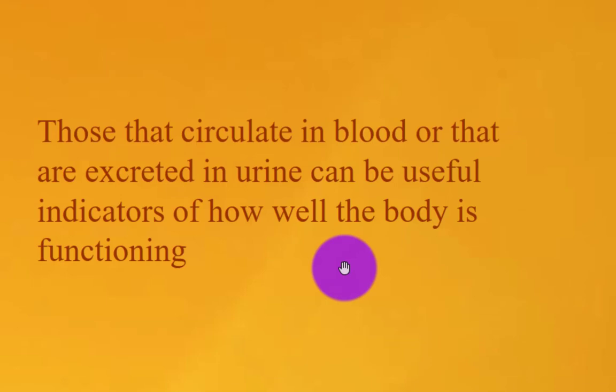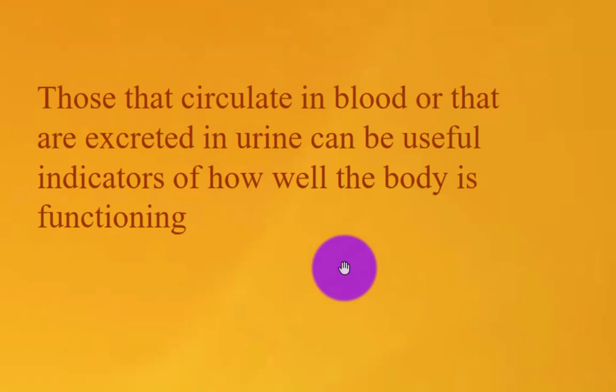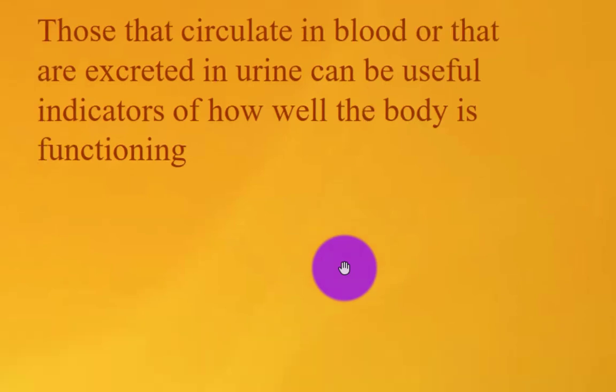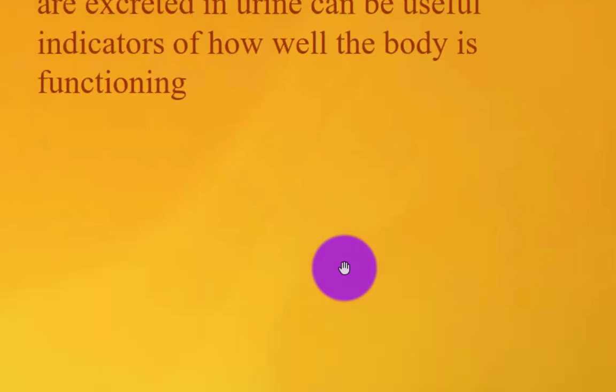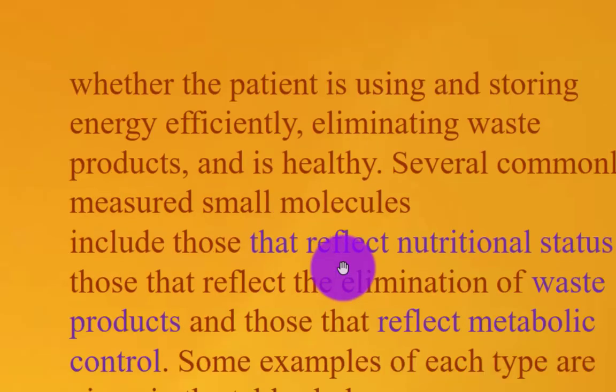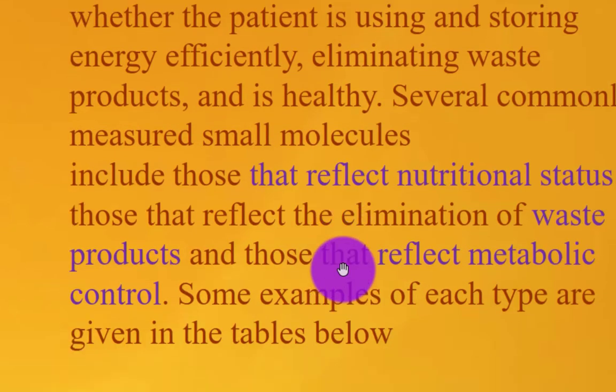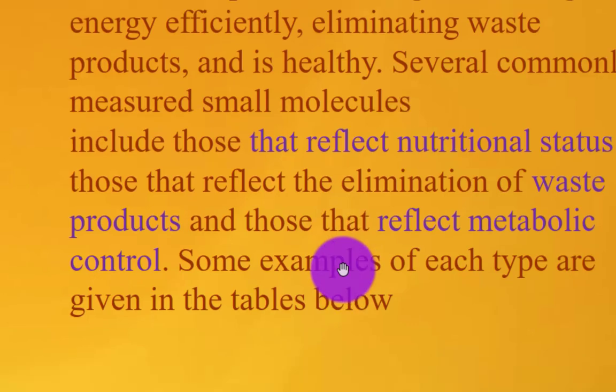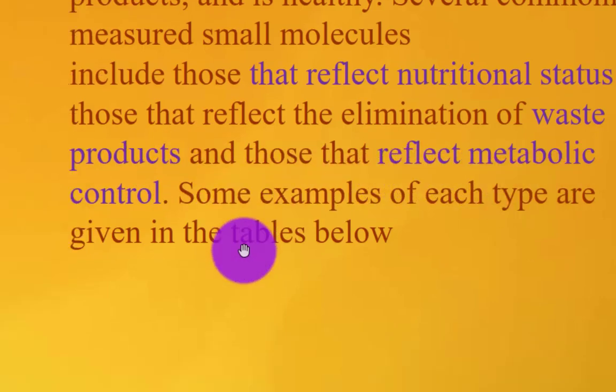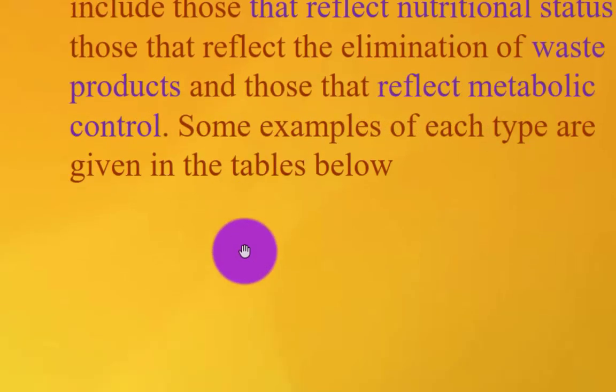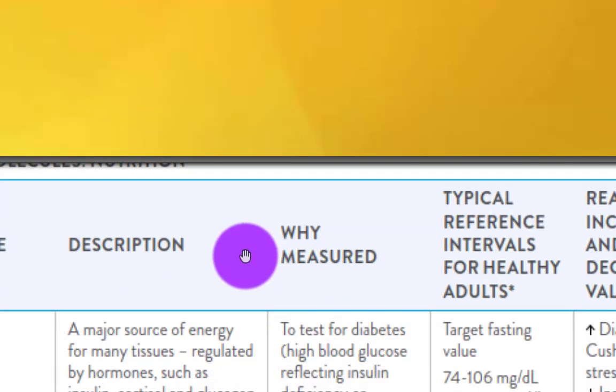Those that circulate in the blood or that are excreted in urine can be useful indicators of how well the body is functioning, whether the patient is using and storing energy efficiently, eliminating waste products, and is healthy. Several commonly measured small molecules include those that reflect nutritional status, those that reflect the elimination of waste products, and those that reflect metabolic control. Some examples of each type are given in the table below.